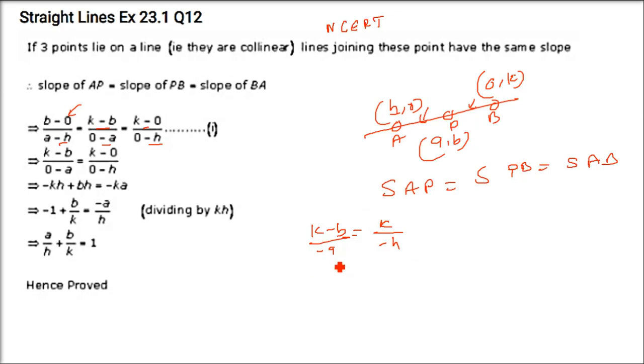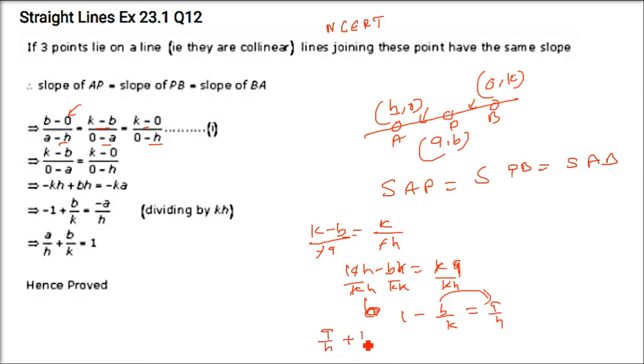Now just multiply both sides, just get rid of the negative sign. Now K into H minus B into H equals K into A. So now you can divide both sides by KH, and this is going to be 1 minus, HH cancel, you get B by K. Here KK cancels, you get A by H. Now you can take B by K to the other side. So what do you get? A by H plus B by K equals 1. And this is what was to be proved.